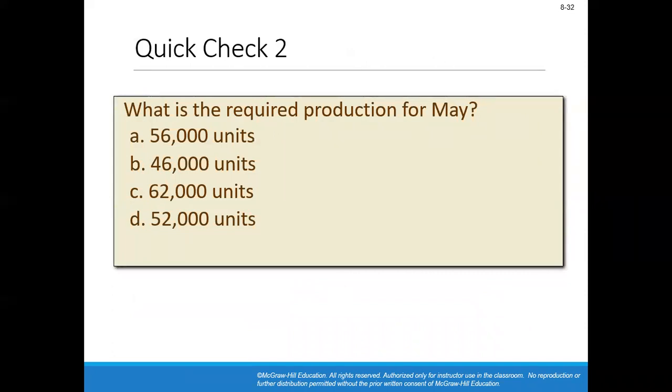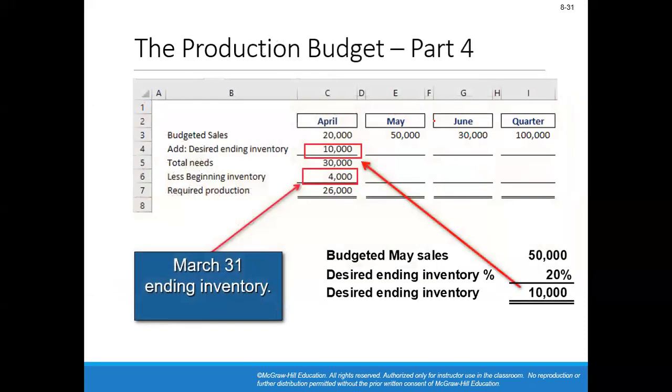And I believe you'll be able to calculate this answer. What is the required production for May? What is the required production for May? Give me your answer within 30 seconds.